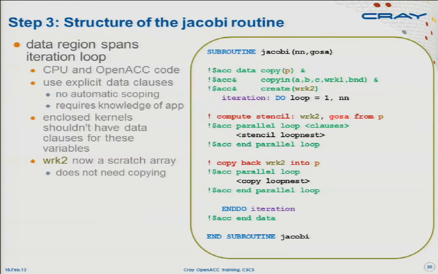I put a data region at the start of this Jacobi routine, outside the iteration loop, and it ends here. And there is where I say how the arrays are going to move. And work 2 is now just a temporary array, so I call it create. And then I have to say parallel loop around this extra loop nest.